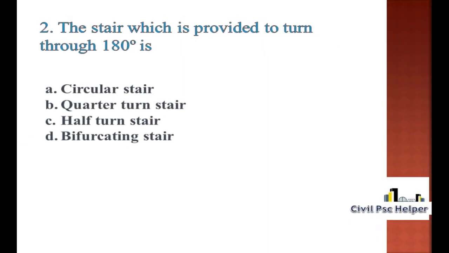Second question, the stair which is provided to turn through 180 degree is option A, circular stair, option B, quarter turn stair, option C, half turn stair, option D, bifurcating stair. So the stair which is provided to turn through 180 degree is half turn stair. Option C is correct.